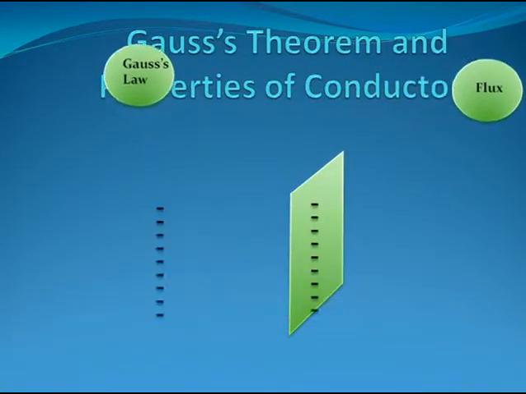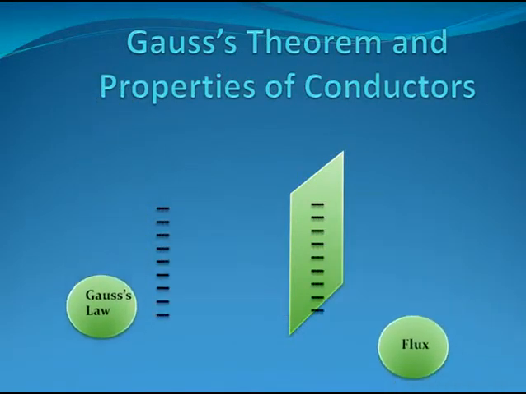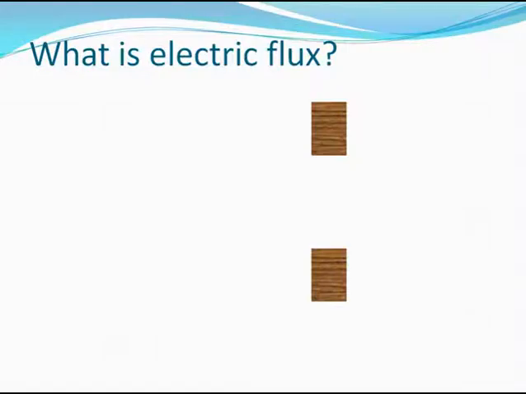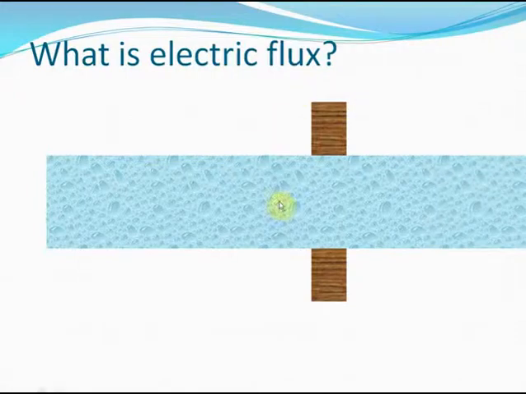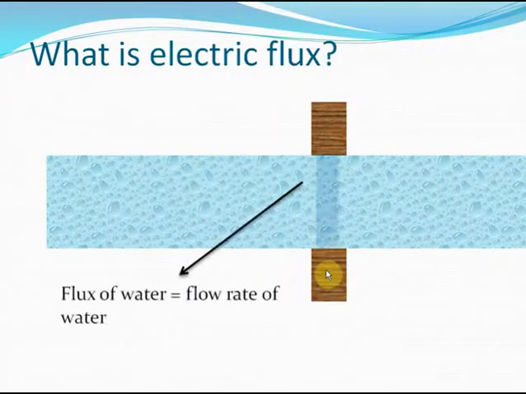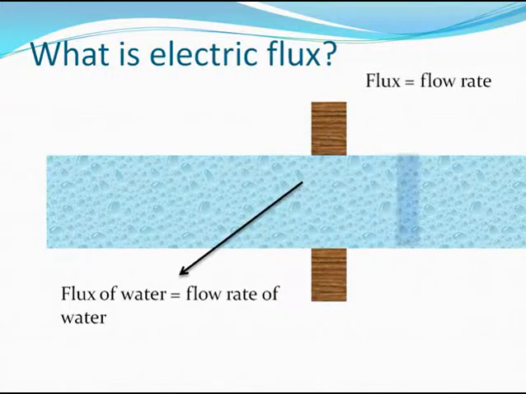Let's proceed and first study about electric flux. What on earth is electric flux and where did this quantity come from? The word flux basically relates to flow rate. So if you have water flowing through this small opening here, like this, in that case the flux of water will be the flow rate of water through this opening. So the word flux basically refers to the flow rate.